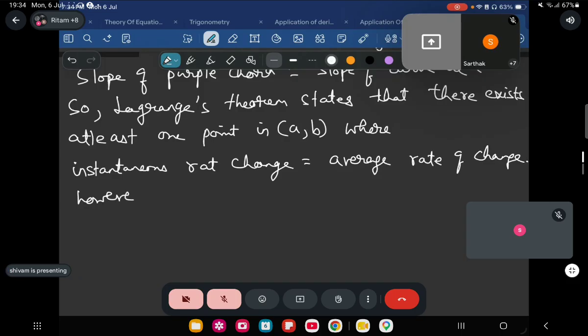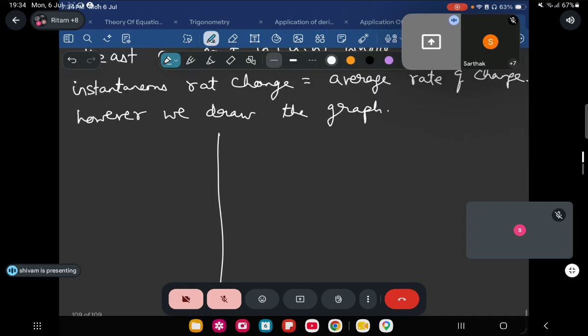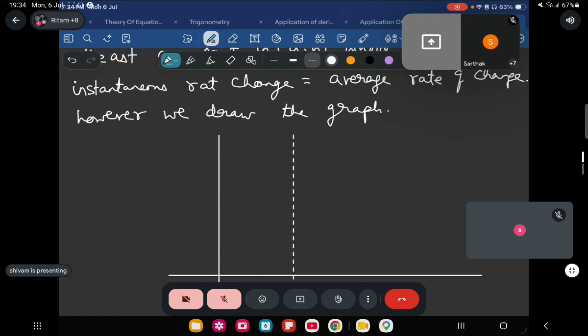However, we draw the graph. Tell me, are the people getting? Yes or no? Anyone who is having any doubt, tell me. See, I'm drawing another graph between these 2 points. Even if you draw a graph like this, tell me, between these 2 points.